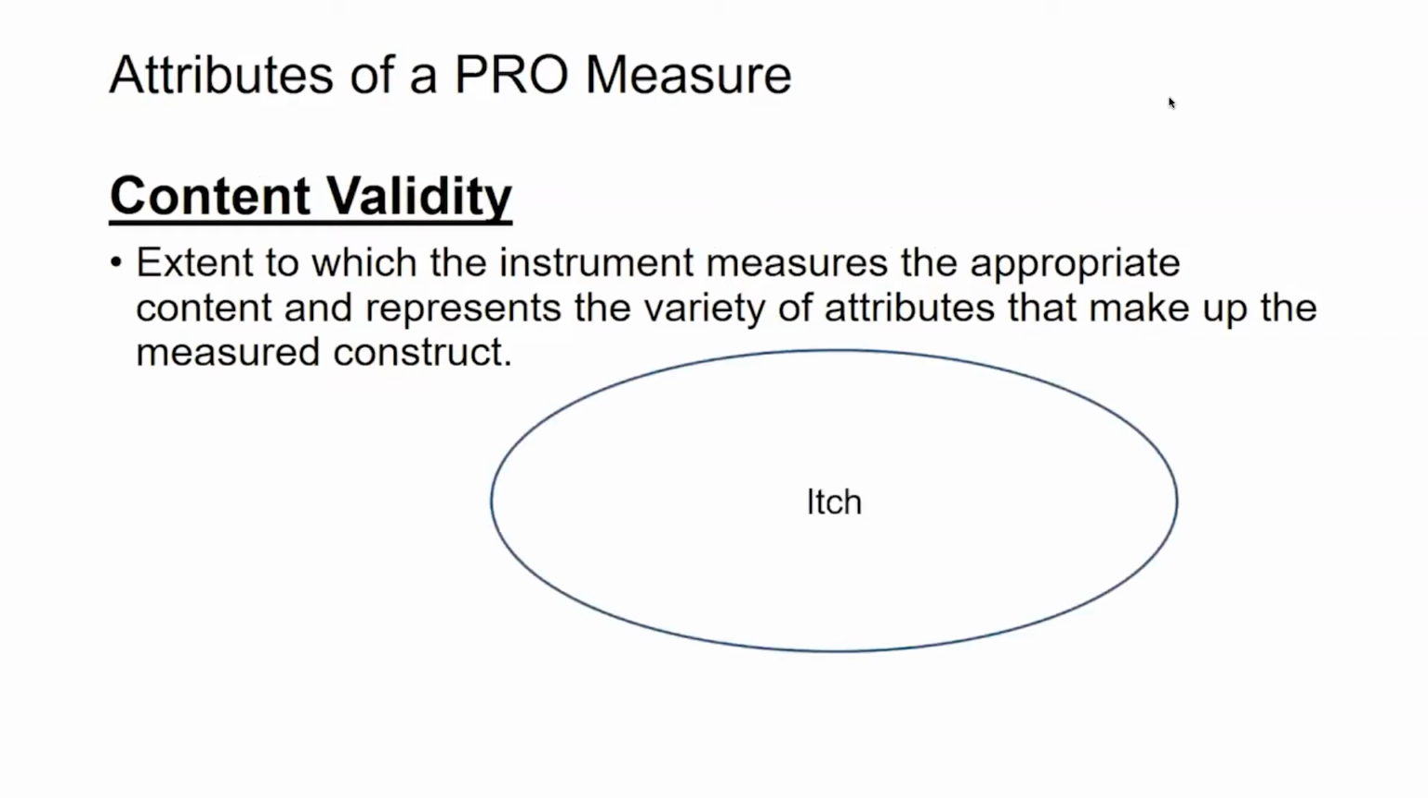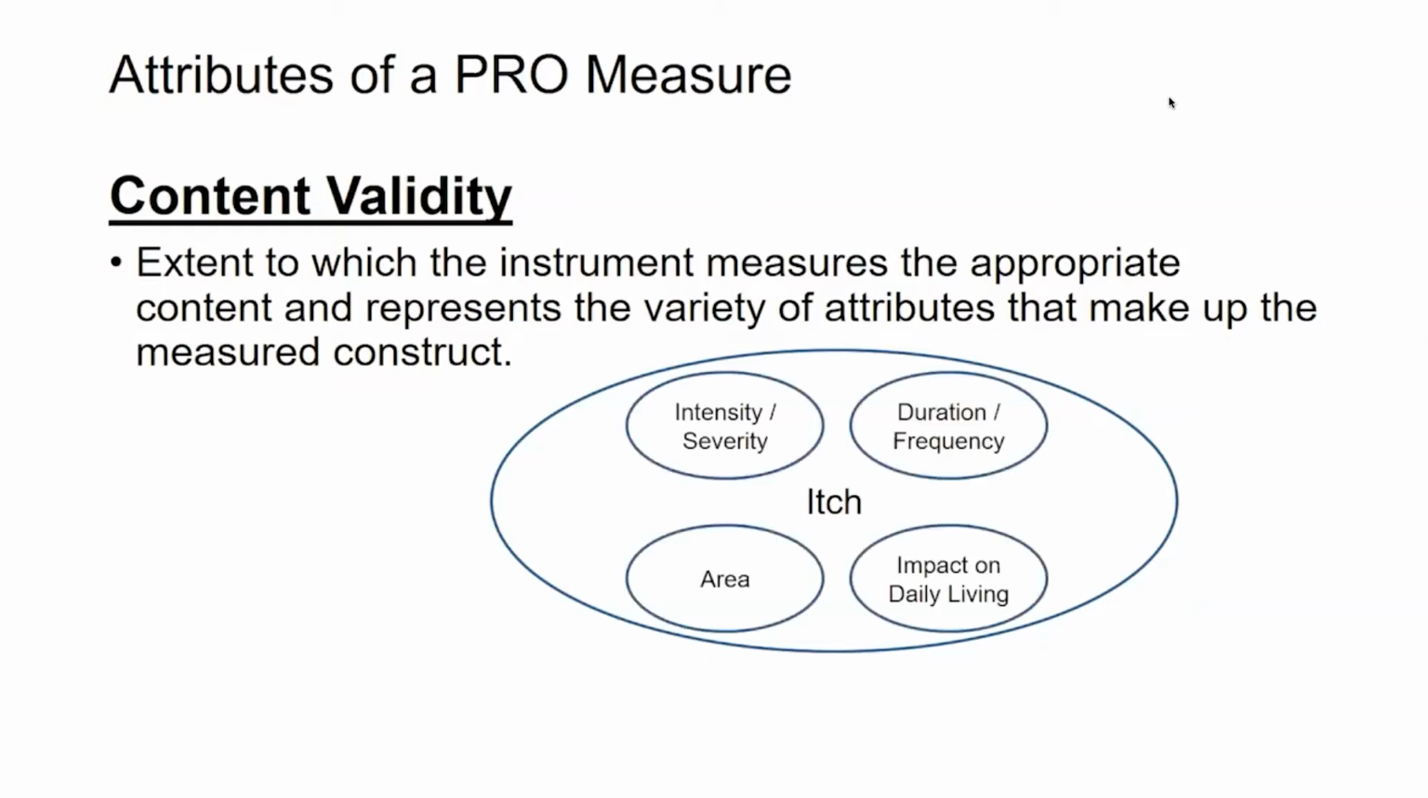And so for an example, let's pretend we're interested in assessing the outcome or symptom of itch. Typically what we do is we'll interview patients and ask them to describe the experiences of itch. When patients talk about it, they might describe itch in terms of how severe or intense it is. They might talk about how long it lasts or how frequently it comes back. They may talk about what parts of their body are itching. And then importantly also, they might talk about how itch impacts their daily functioning.